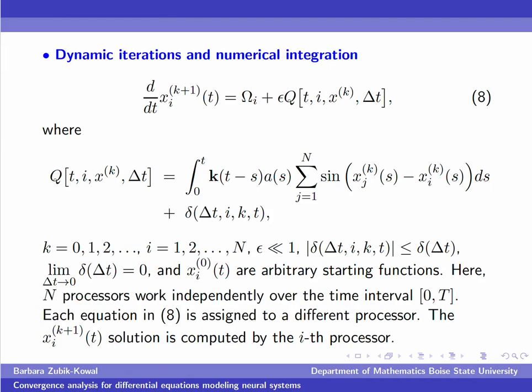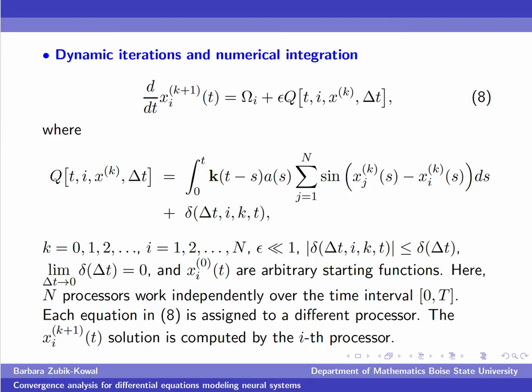The next objective is to investigate how the error of numerical integration is propagated in this iteration process. The model is written in terms of integral differential equations, and for the numerical solutions, we solve system 8. Here in this system 8, Q, T, I, x, k, and delta t depends on the chosen quadrature. And these integrals appearing on the right-hand side of the model equations are approximated by these values of Q, T, I, x, k, delta t.